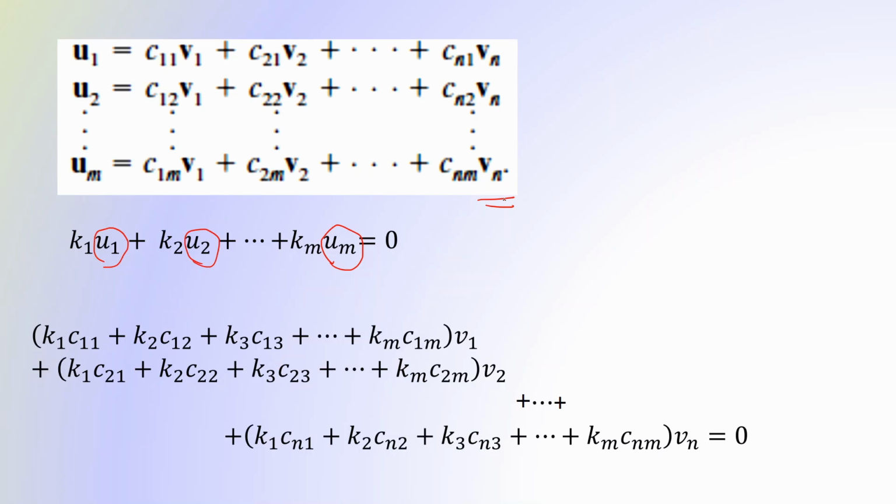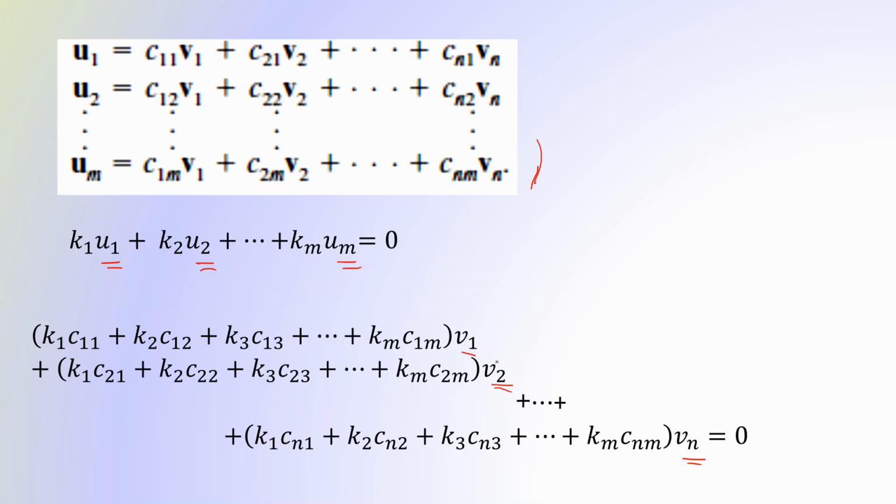Since we have taken the linear combination equal to 0, we can replace u1, u2, and so on with these representations. Replacing u1, you have k1 times (c11 v1 plus c21 v2 and so on), and then you can rearrange, taking the components of v1, v2 and vn. So we substitute u1, u2 and um from this representation and rearrange so that we take the coefficients of v1, v2, v3, ..., vn.